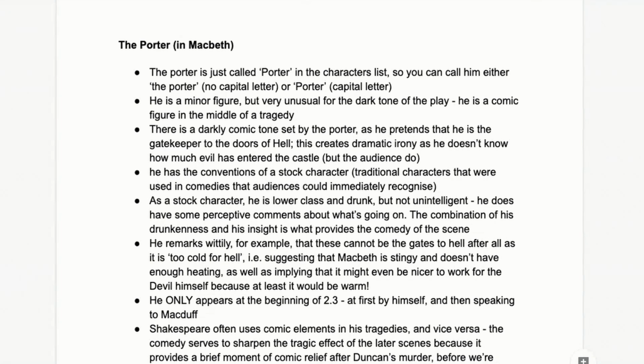Firstly, you can call him the porter or Porter. Porter is the character name, therefore it has a capital letter. The porter is just what he is. It's like saying the servant or the waiter or something like that.